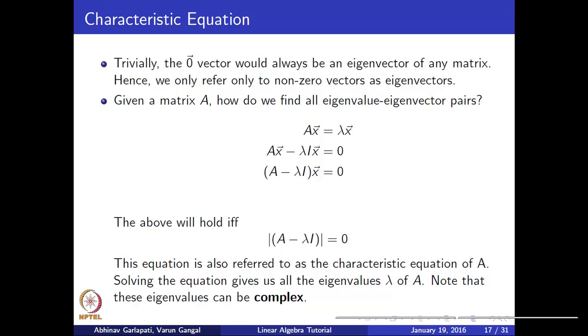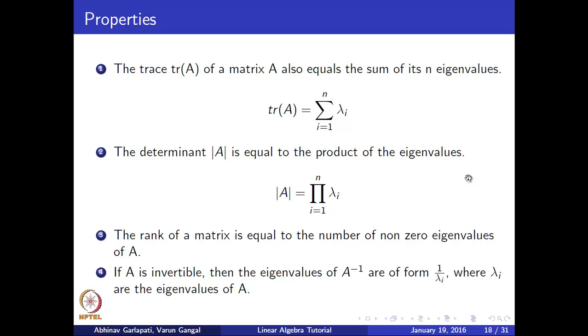One thing you must note is that even though all the values of A are real, that is, A is a real matrix, the eigenvalues can be complex. There are interesting relations between some properties of a matrix and its eigenvalues. For instance, the trace of a matrix is equal to the sum of its eigenvalues, while the determinant is equal to the product. The rank of a matrix is equal to the number of non-zero eigenvalues.